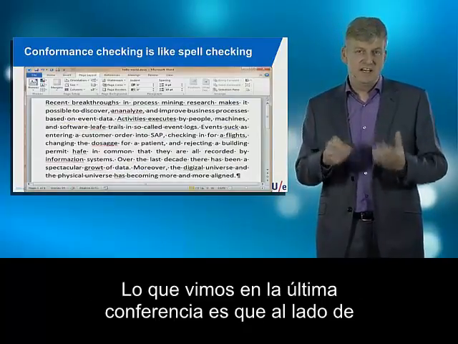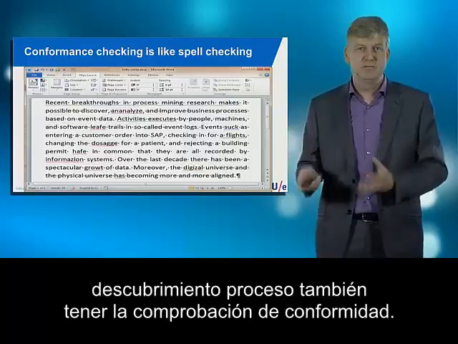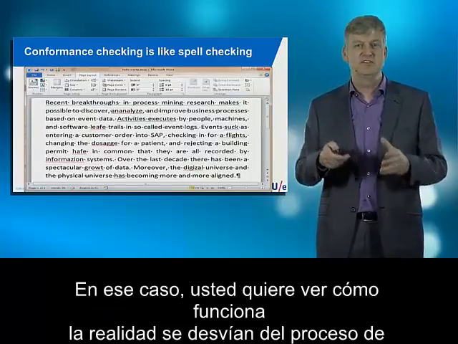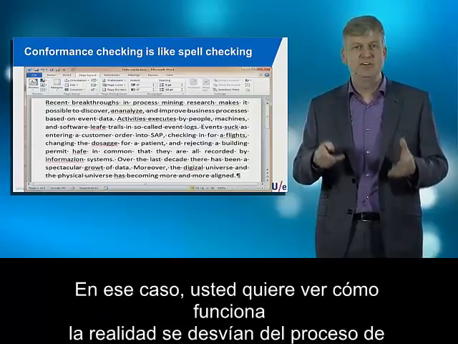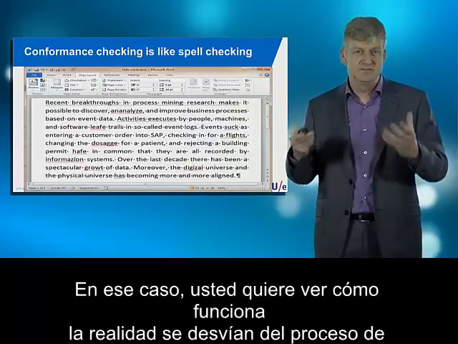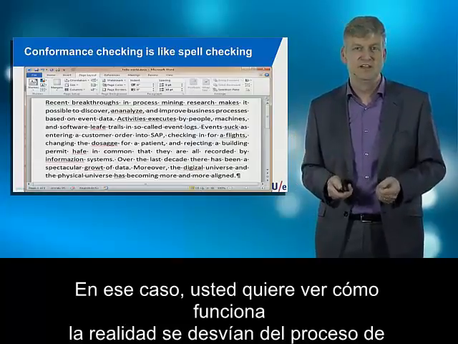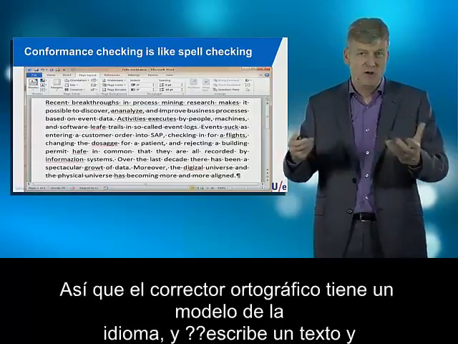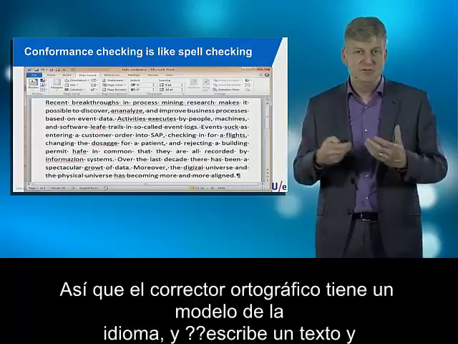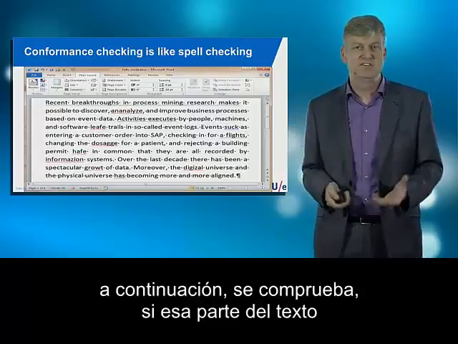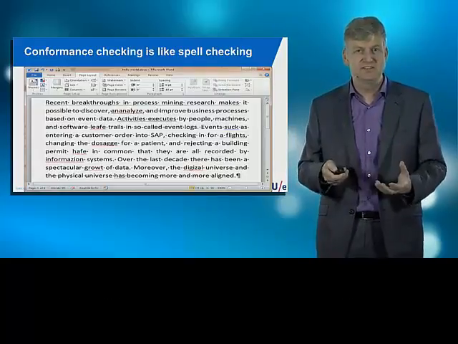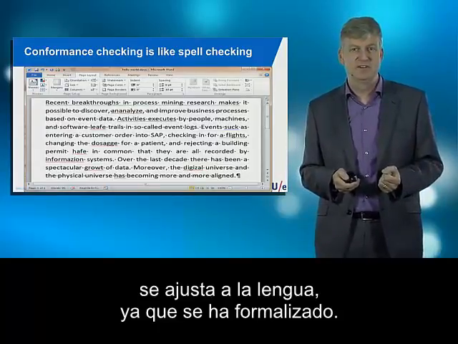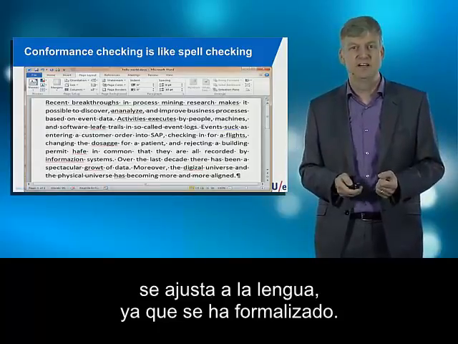What we saw in the last lecture is that next to process discovery, we also have conformance checking. In that case, you want to see how reality deviates from the modeled process. You can compare that to spell checking. The spell checker has a model of the language, and you type a piece of text, and then it is checked whether that piece of text fits the language, as it has been formalized.